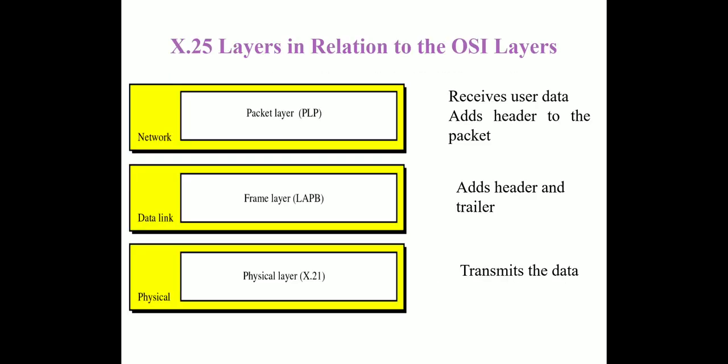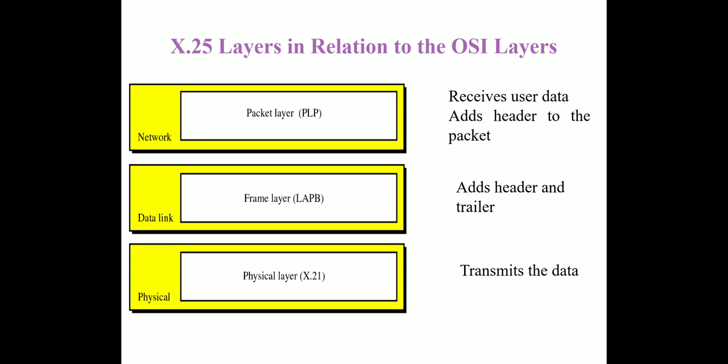Next, there are three important layers of X.25. As we know, the OSI model has seven layers, starting from the physical, data link, network, transport, session, presentation, application. And X.25 has only three layers, that is the physical layer, frame layer, and the packet layer.